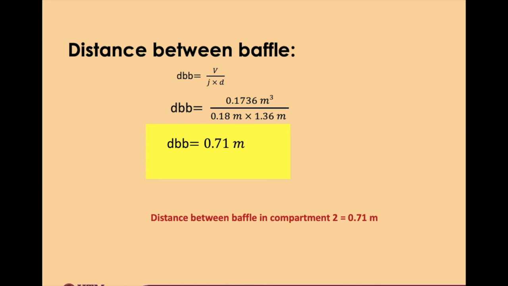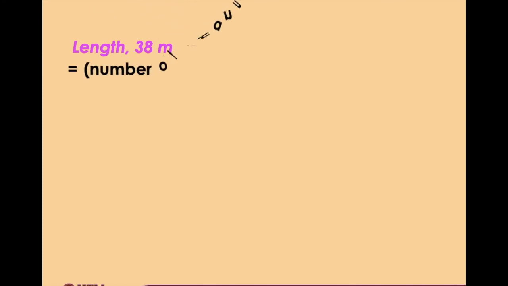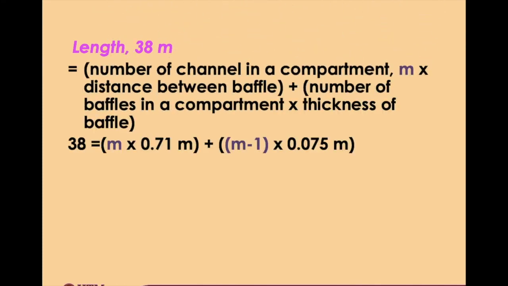Okay, please tell me if I can change to another slide. Done, thanks a lot. So I assume that everyone is okay. It's repetitive, so we do the same thing again. The length is the same. So the same formula, but now instead of 0.53 if I'm not mistaken, since you have already got a new dBb, the distance between baffles for compartment 2 is 0.71.